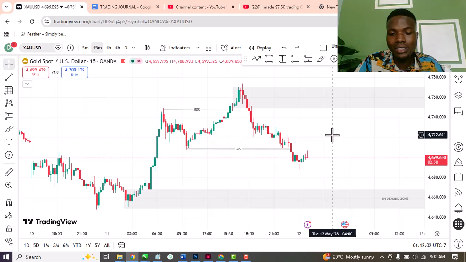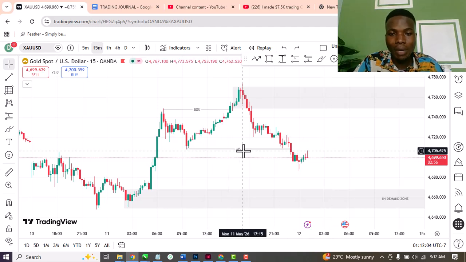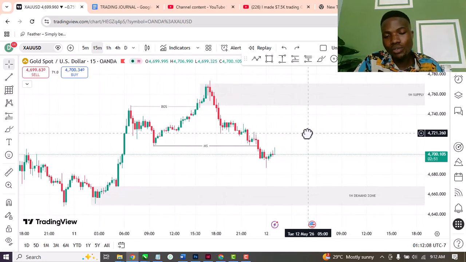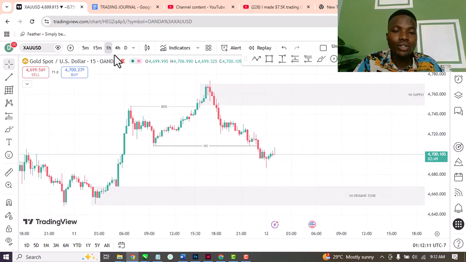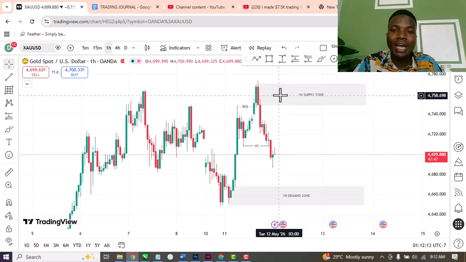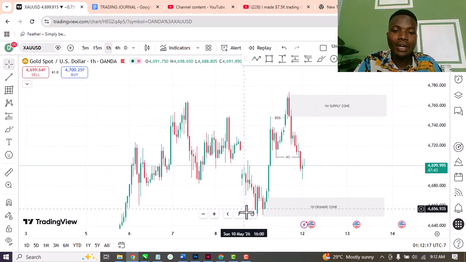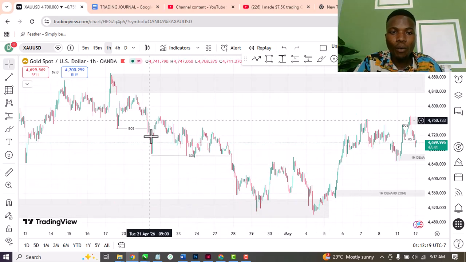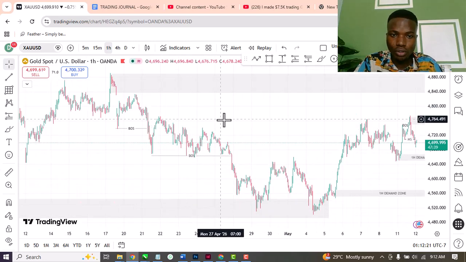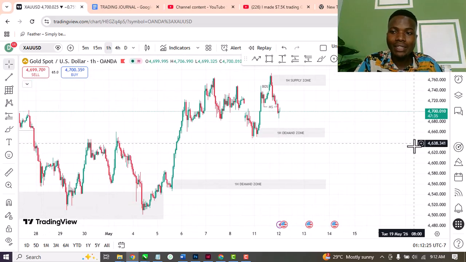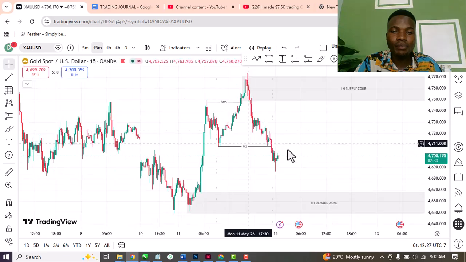So right now we can see that we have a valid market shift. Since we have a valid market shift, what I'm going to be expecting to do, and remember that price is, we have a valid 1 hour supply zone. If we are going to consider the recent break of structure, this is a valid supply zone. So right now let me go down to 15 minutes again.